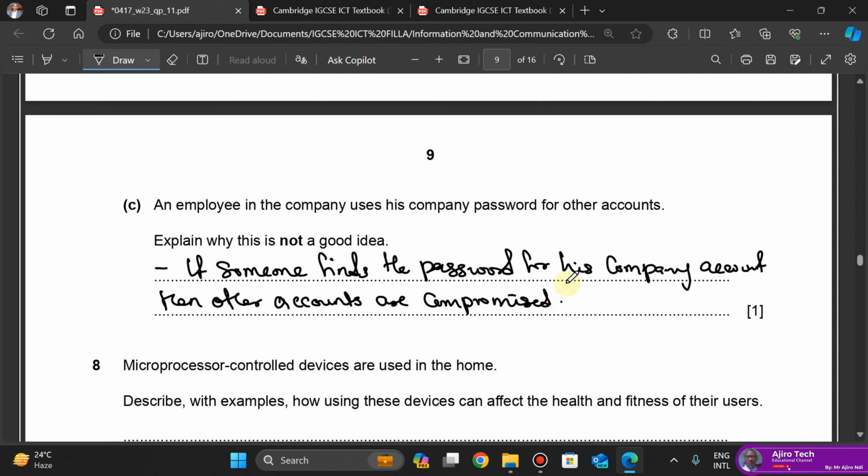Okay, so it means that they gain access to those accounts. So that's why it's not a good idea.